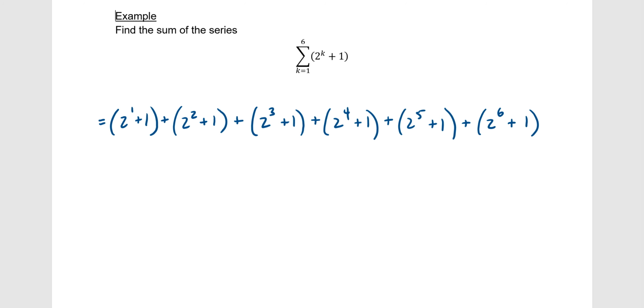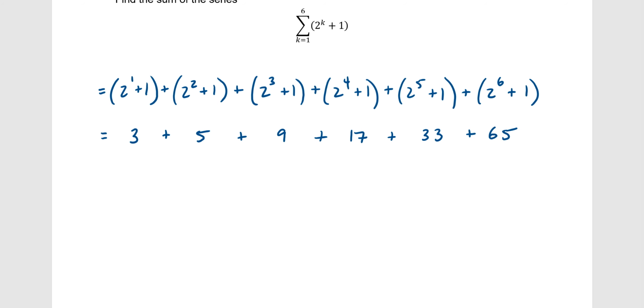So for the first one, let's do a little bit of it in our head. We get 2 plus 1, so we get 3. Second one, we get 4 plus 1, so we get 5. Third one, 8 plus 1, we get 9. Fourth one, 2 to the 4th plus 1, so 16 plus 1, we get 17. Next one, we get 32 plus 1, 33. And last one, we get 2 to the 6th is 64. 64 plus 1 is 65. So all we have to do now is go ahead and add up all of these numbers, and we should end up getting 132, which is our answer.